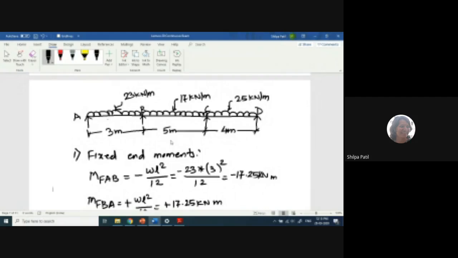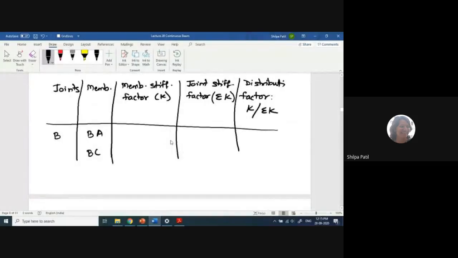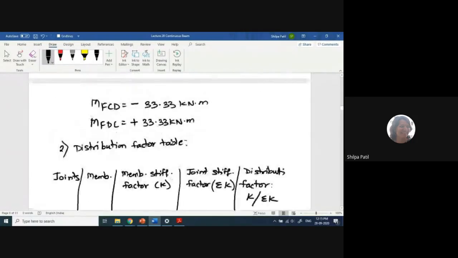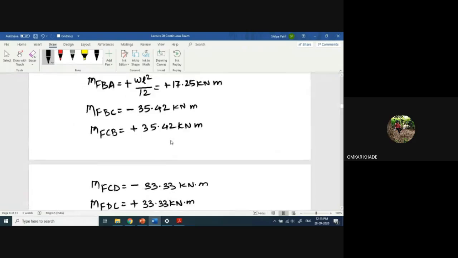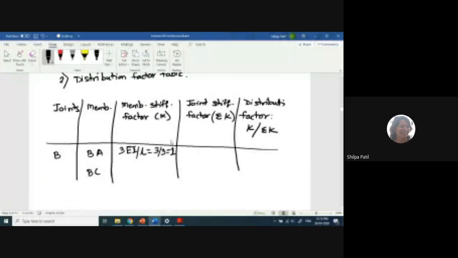Now, for BA, let us write down this member stiffness factor, which is 3 EI by L. EI is a constant, so I will simply ignore this, because when we move ahead for finding the distribution factor, the EI from summation K and K will get cancelled. So I will simply write down 3 by L here. What is the L value for span AB? It is 3 meter again. So 3 by 3 is equal to 1. K is equal to 1 for BA.